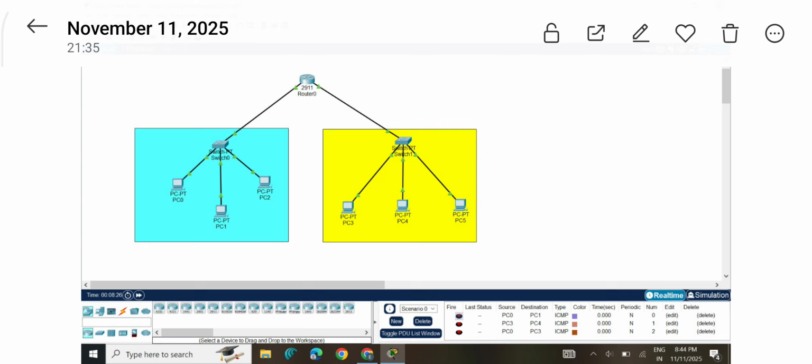The router has two interfaces, gigabit 0/0 and gigabit 0/1. The gigabit 0/0 is connected to subnet 1 with IP 192.168.10.1/25 and gigabit 0/1 is connected to subnet 2 with IP 192.168.10.129/25.